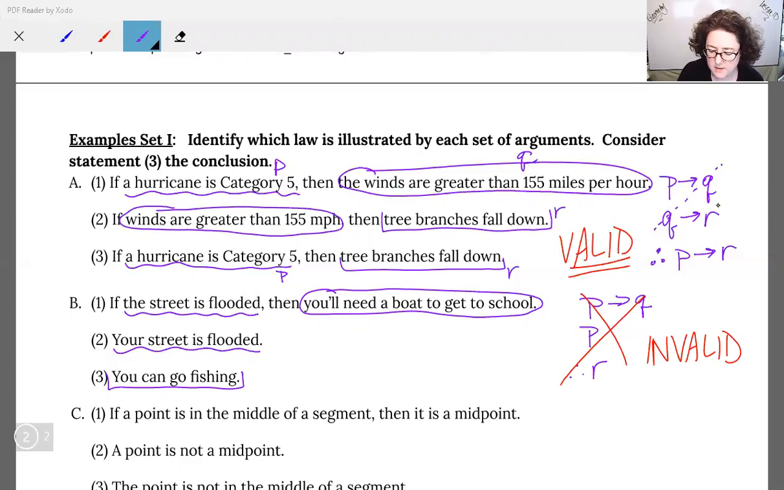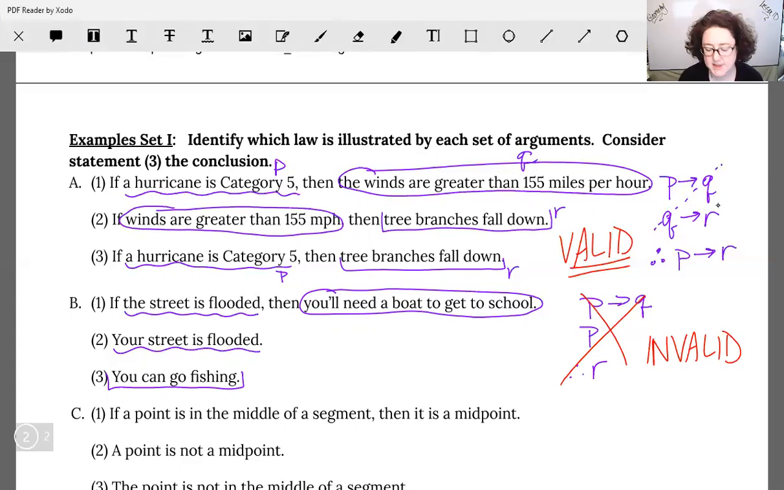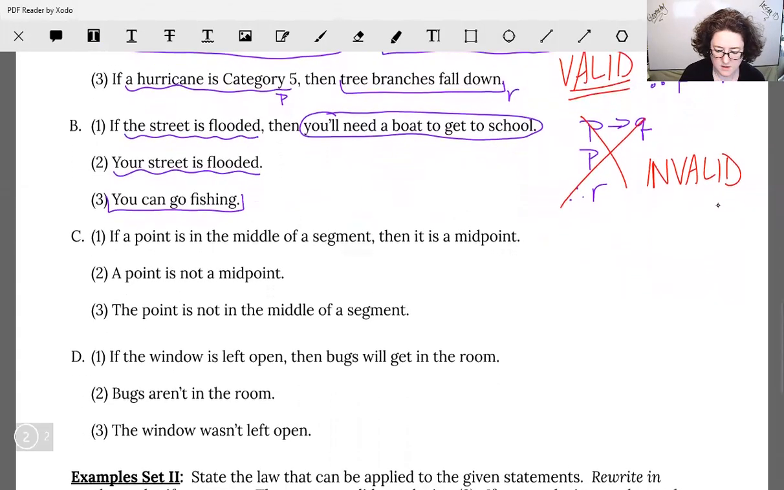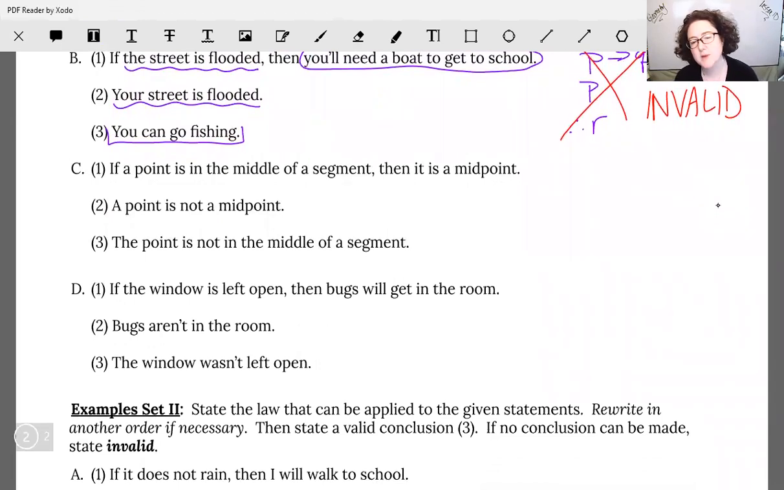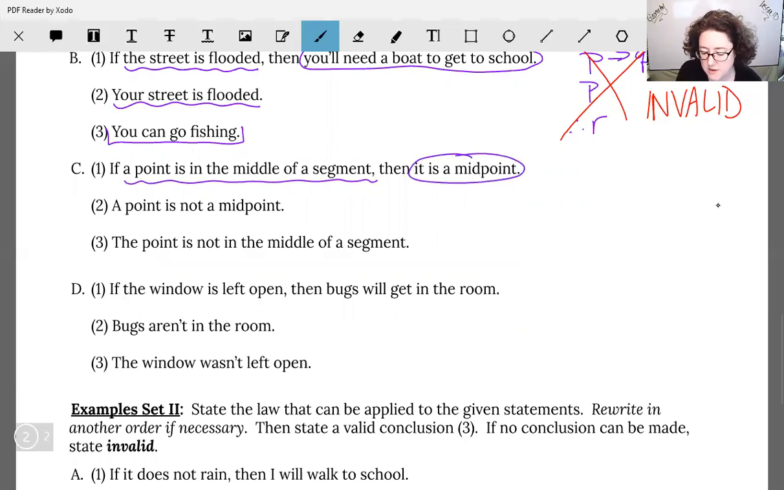Alrighty. Example C. Okay, if a point is in the middle of a segment, then it is a midpoint. This is actually a definition that we're going to use next unit. But again, we don't have to worry so much about whether we know what these statements truly mean. We're only looking at the order that they're written in. So that's all we care about. Okay, so if a point is in the middle of a segment, there's our P, then it is a midpoint, there's our Q. So if P, then Q.